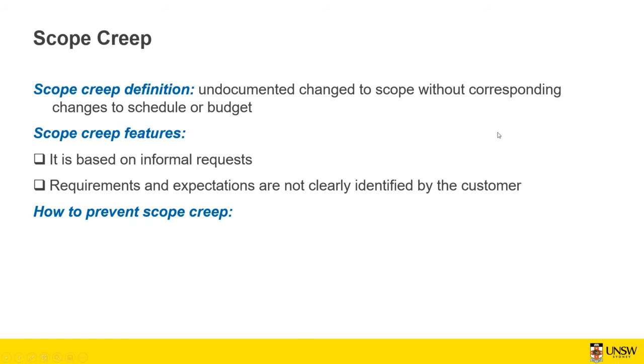So as a project manager, you need to avoid scope creep as much as possible. And the best way of doing that, as I mentioned, is just asking for formal requests of change management and then going through that and discussing the consequences, etc.